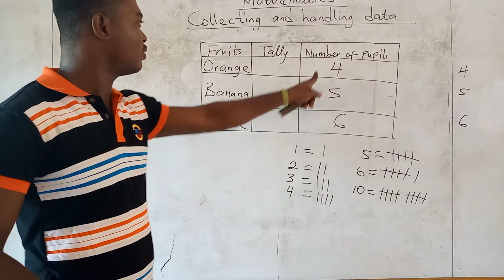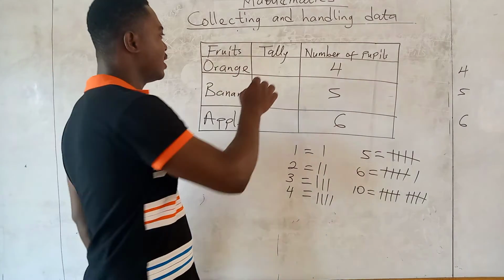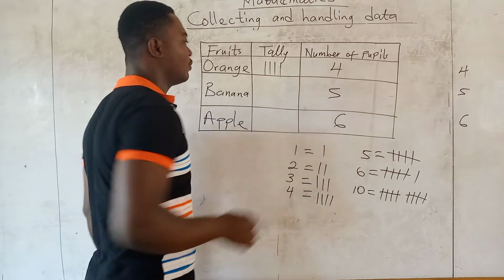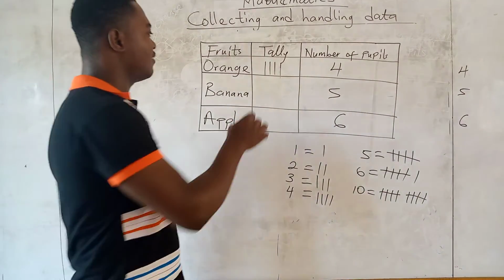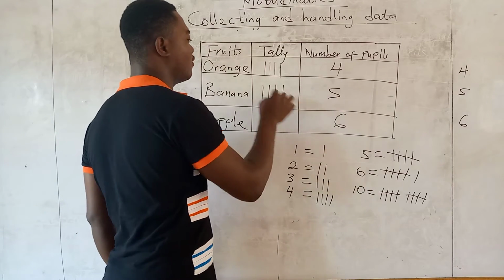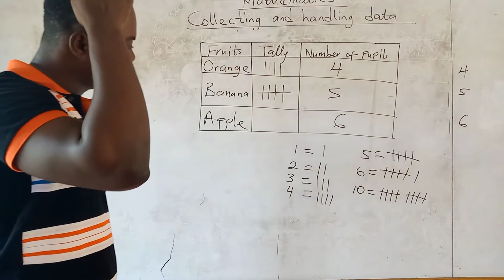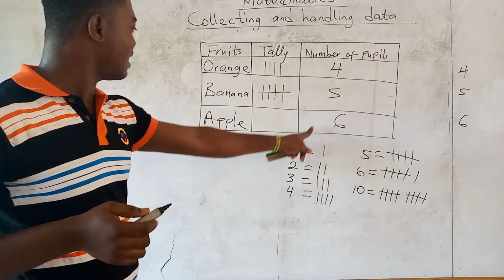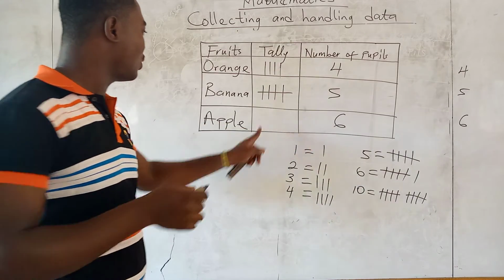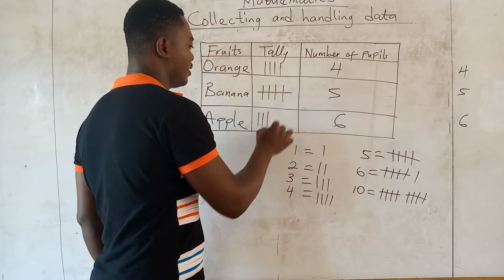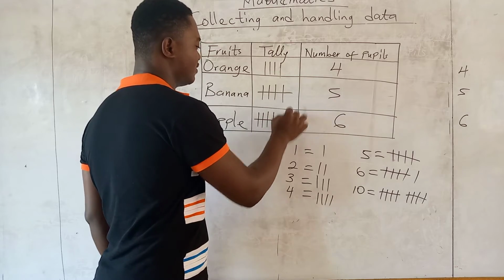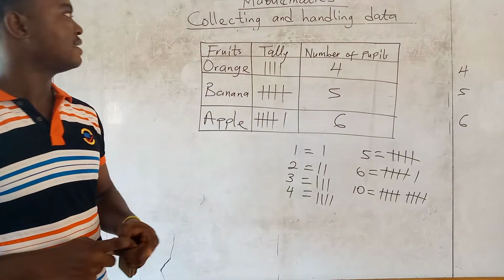Now, the first one, orange with 4. So we have 1, 2, 3, 4. Banana, we have 5. 1, 2, 3, 4, 5. And then the last is for apple. Apple is 6. So 1, 2, 3, 4, 5, 6. Good. So that is it.